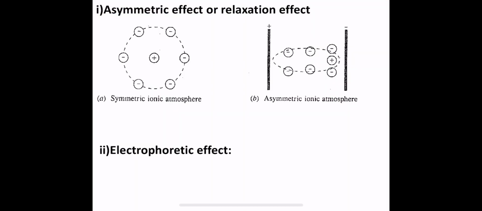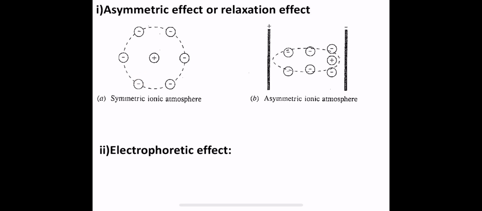The first topic is the asymmetric effect or relaxation effect. In solution, each ion is surrounded by ions of opposite charge, forming an ionic atmosphere. So when we prepare a solution, take the example of sodium chloride itself. Say for example, this is Na plus, and the chloride ions, that is Cl minus, will be surrounded around the sodium ion. Okay, so how will the arrangement be?